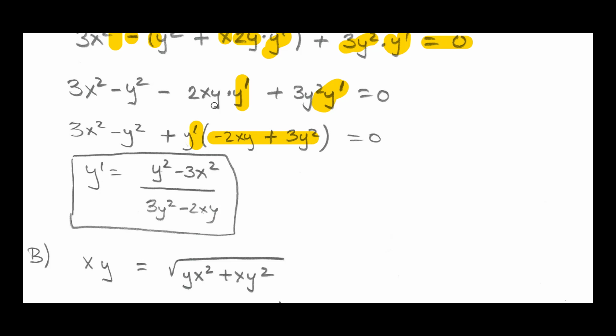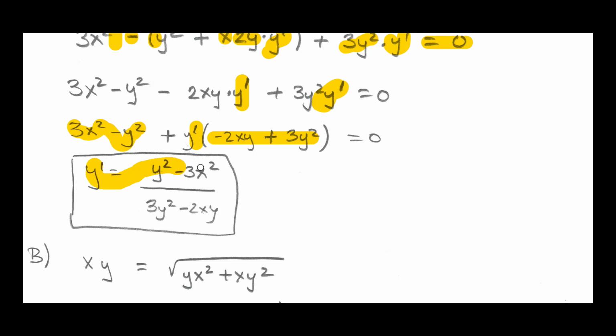This is negative 2xy plus 3y squared. And I still had 3x squared minus y squared. So I subtract 3y squared over to this side of the equation. That's why you see the sign change to positive, minus 3x squared, because I moved these terms to the right-hand side of the equation. Then I divided by negative 2xy plus 3y squared.